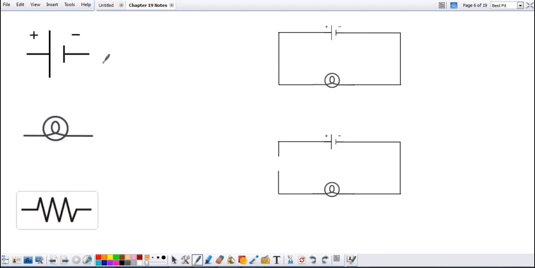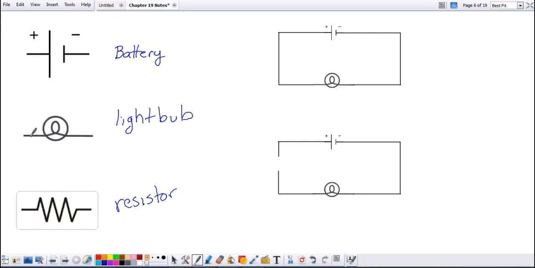Okay, when we draw a circuit, we're going to draw a battery like this. So this symbol represents a battery, okay? This symbol represents a light bulb. And this symbol represents a resistor. Okay? The battery, the shorter end represents the negative terminal, and the longer end represents the positive terminal.